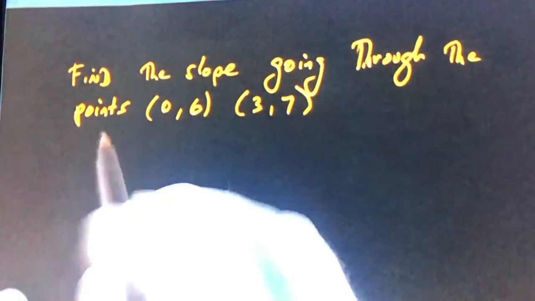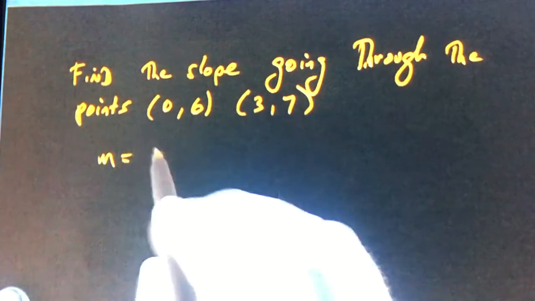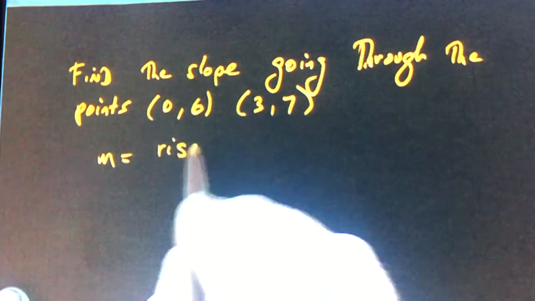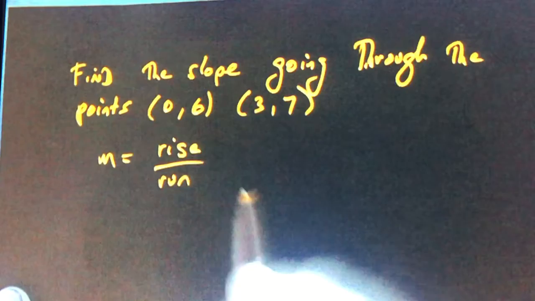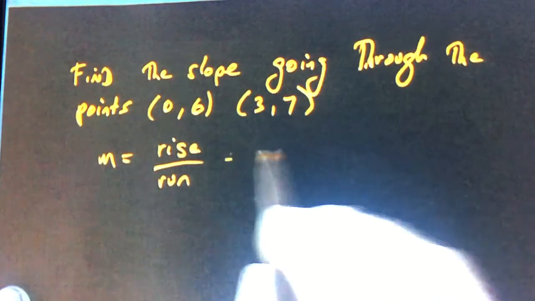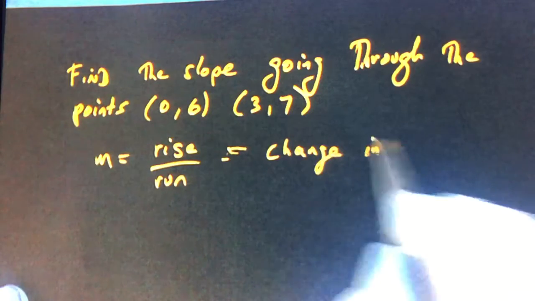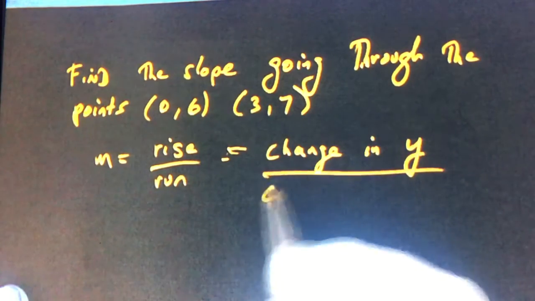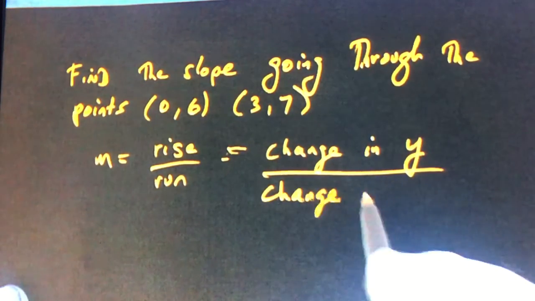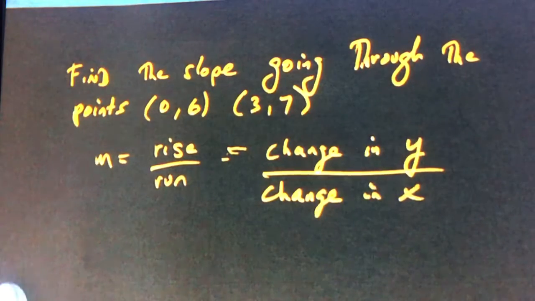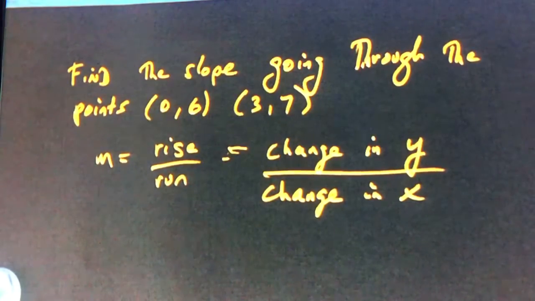We know that m, or slope, is equal to rise over run. Well, what is rise over run? Rise is actually the change in y, the y value, over the change in the x value. Now, how can we put that into a formula?